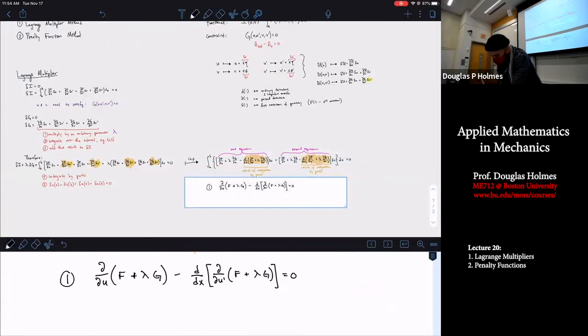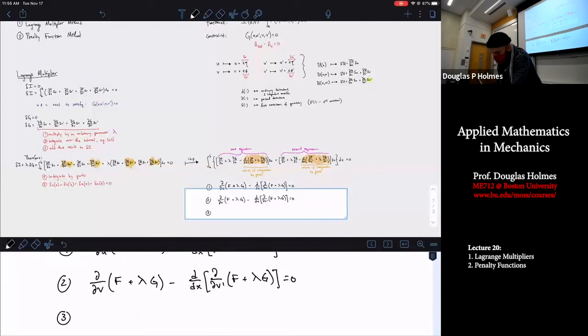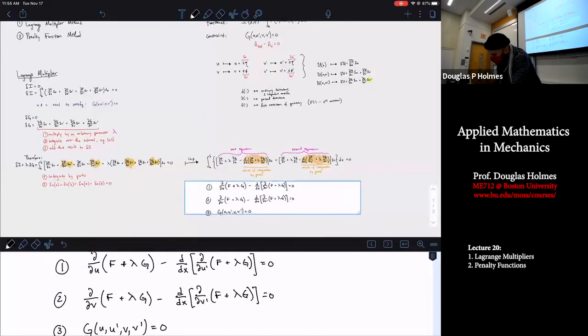Okay, equation two is pretty much the same. It's just all with v's, so it's d by dv of f plus lambda g minus d by dx. And our third equation is the constraint itself, G of u prime, v prime equals zero. And you're left trying to solve three equations with three unknowns.